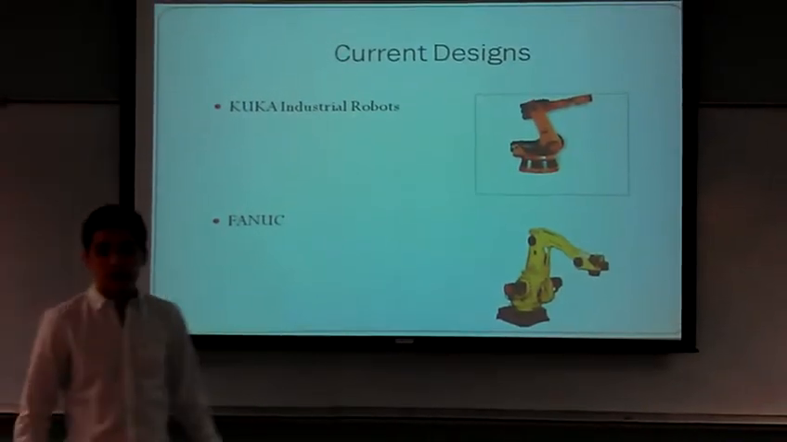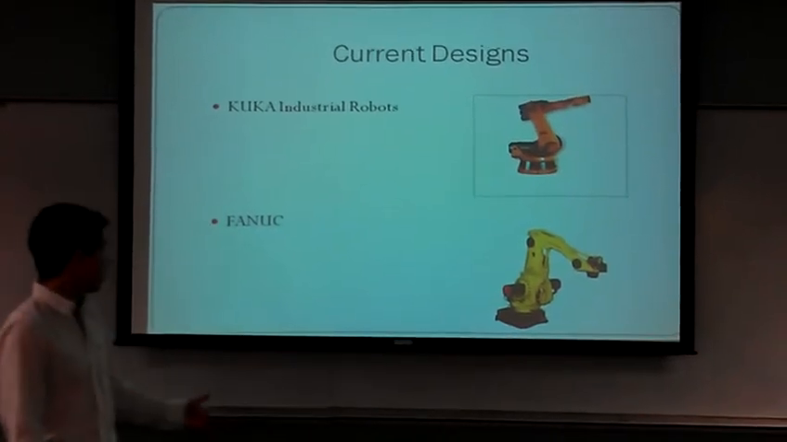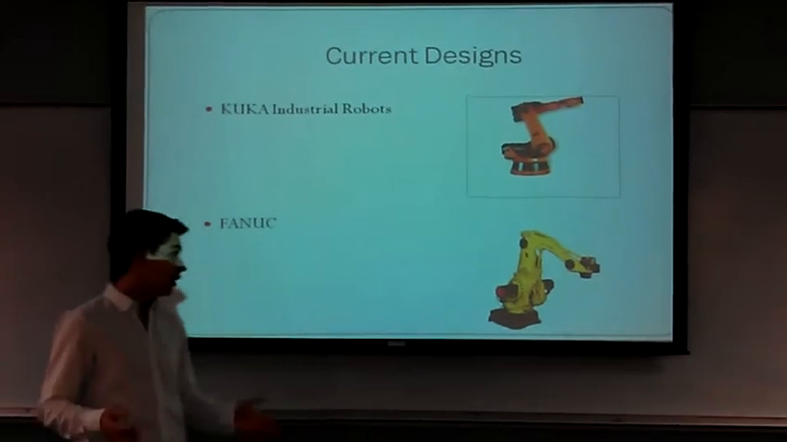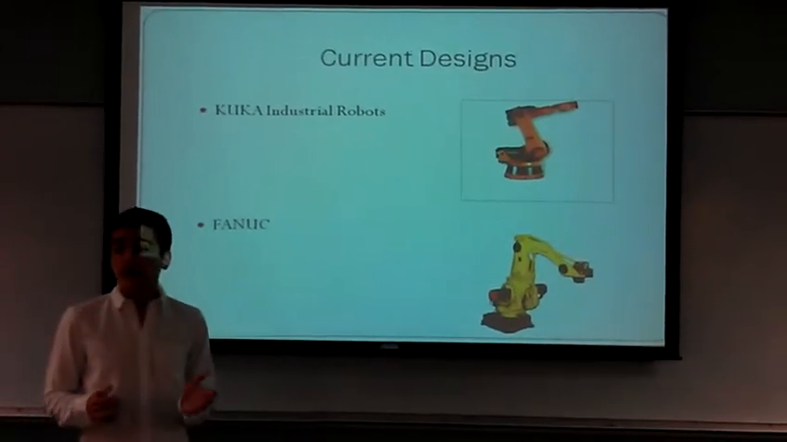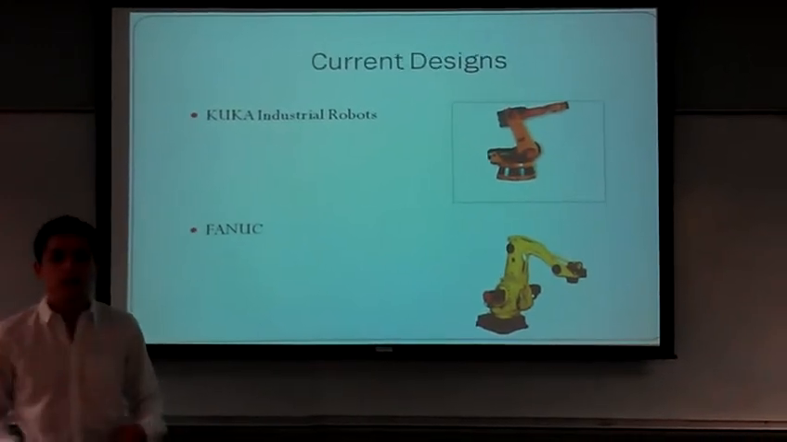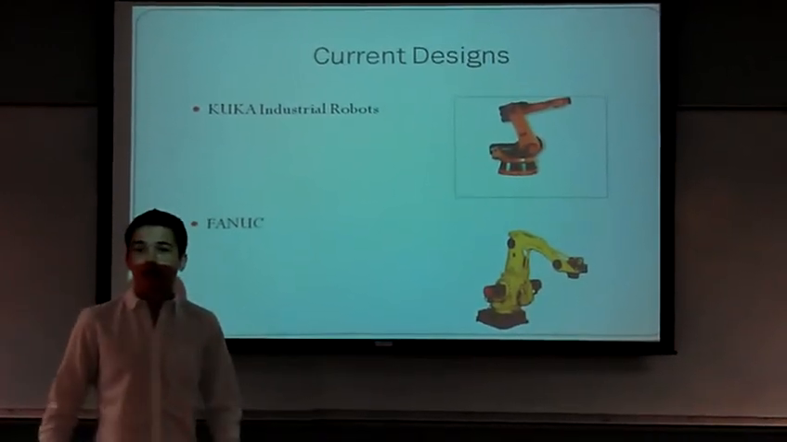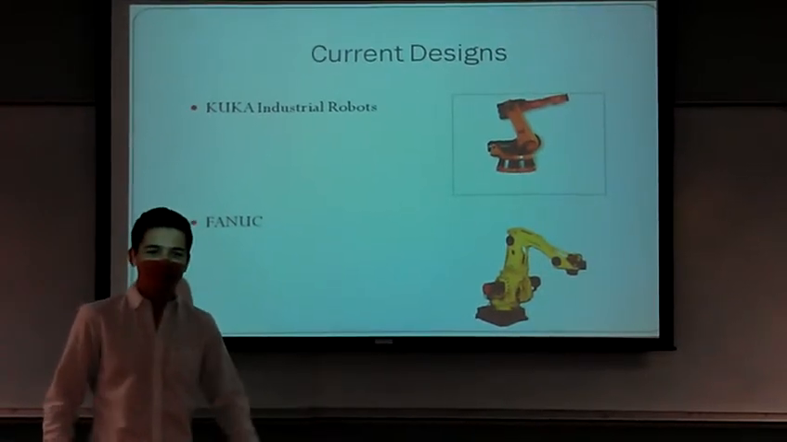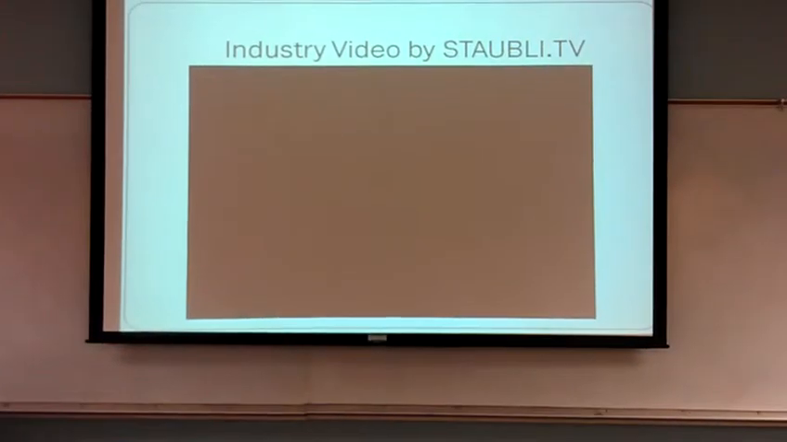The next slide will show you the manufacturers nowadays. These are current designs. The two major manufacturers are KUKA and FANUC. These manufacturers specialize in robot arms. The robots are not only found in cell phone assembly, but also in car assemblies or airplane assemblies. Now we'll pass it off to Daniel Gonzalez, who will show you a little video and give you a little more information. Thank you, Eduardo.